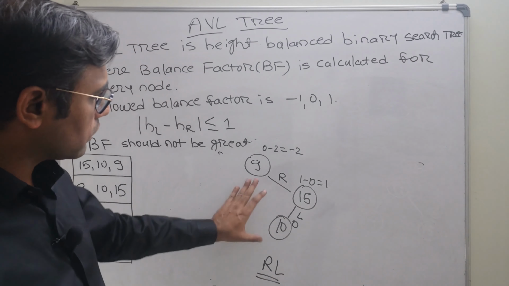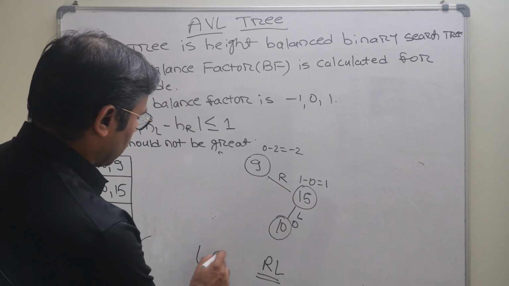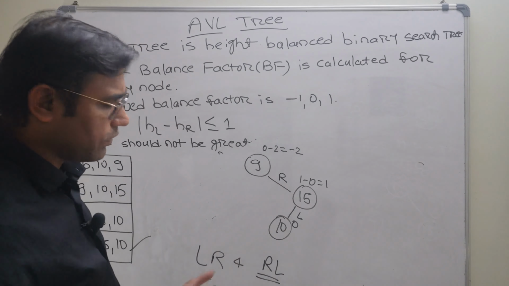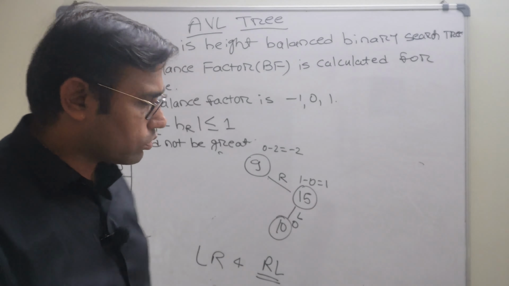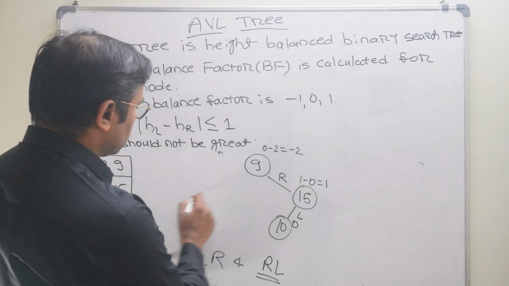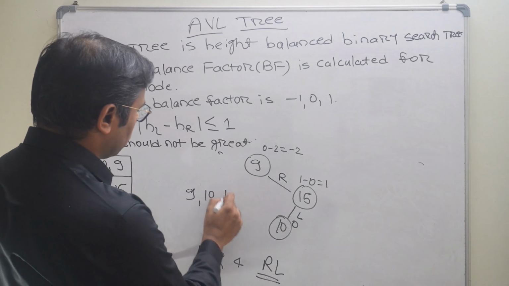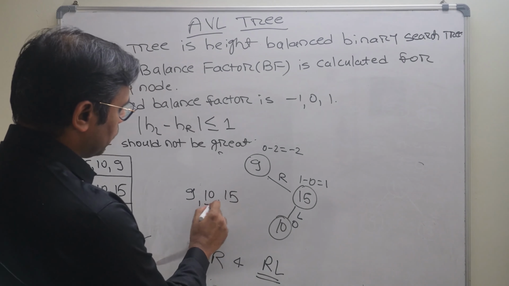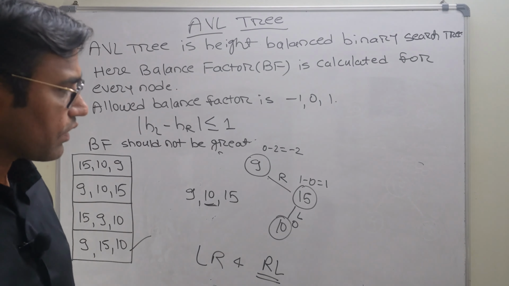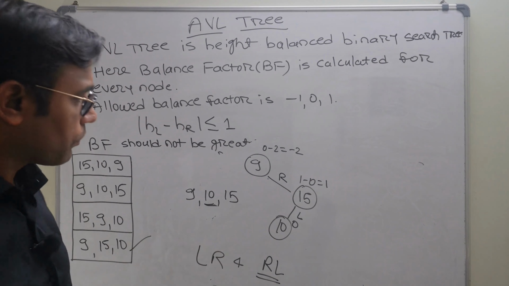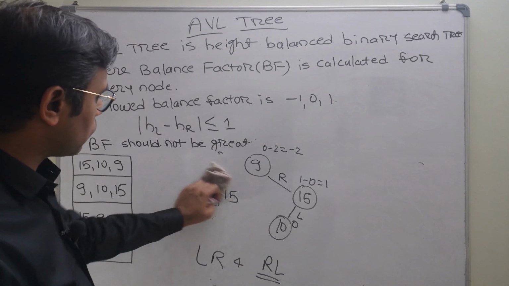In case of LR and RL rotation, there is one tip from my side: the root node will always be the median. How do we calculate the median? Here there are 9, 10 and 15. Which is the median value? The median value is 10. So the root node will always be the median. Remember this. It will be useful in all problems. But here I will solve step by step.